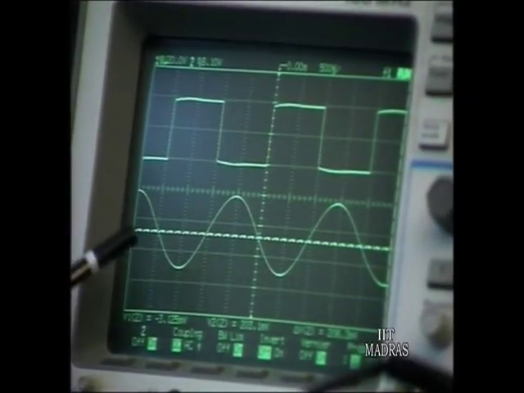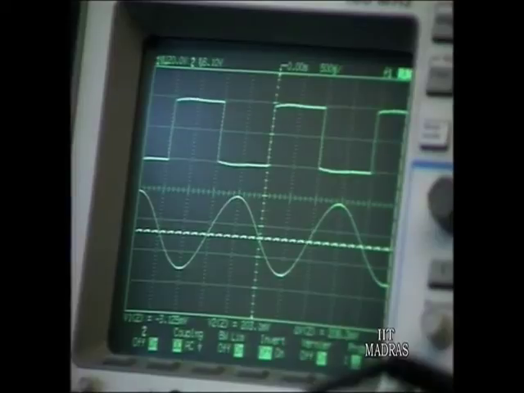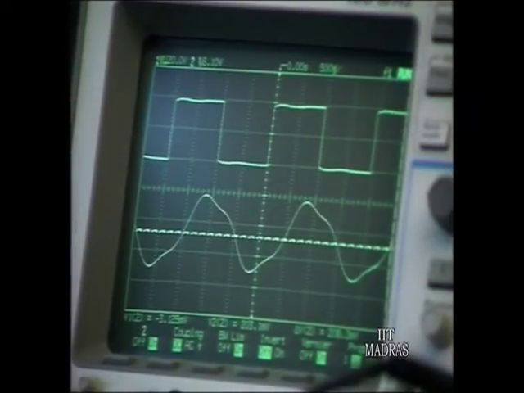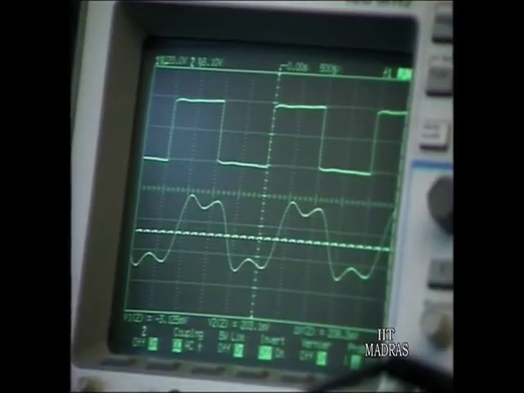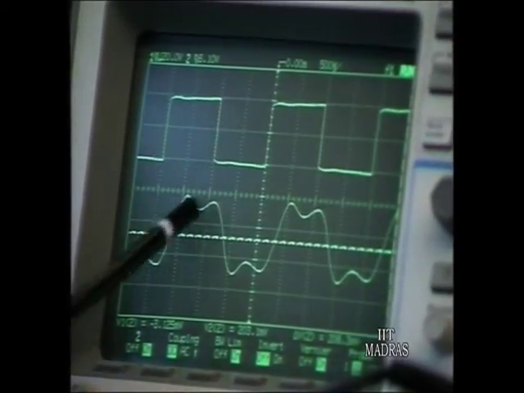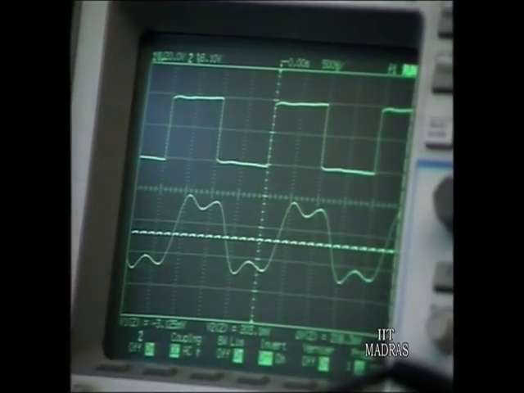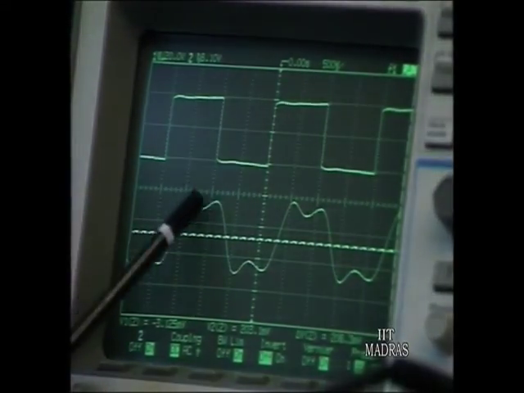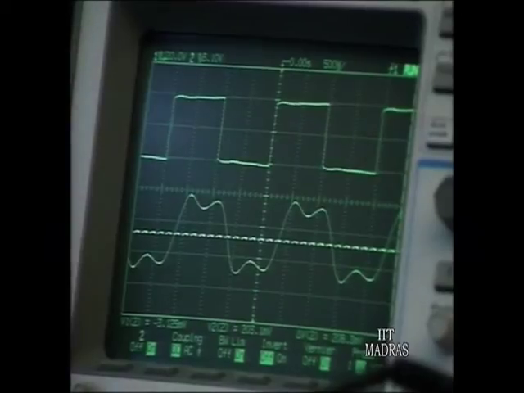Now, that means only the fundamental is passed through. Now if I allow other frequencies, for example, if I increase the cutoff frequency of the low pass filter so that I allow up to the third harmonic, now you can see the third harmonic frequency is also allowed. Therefore, not only the fundamental but the third harmonic is also coming through.